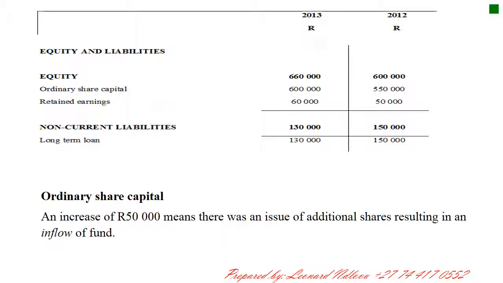Ordinary share capital. There was an increase of 50,000 from 550,000 to 600,000, which means there was an issue of additional shares resulting in an inflow of funds.